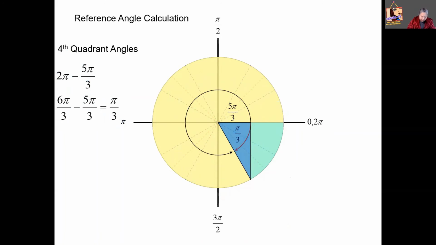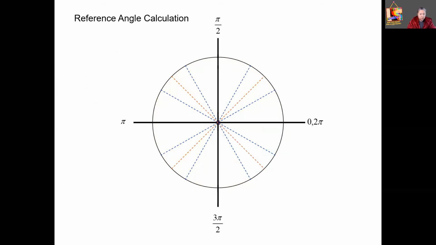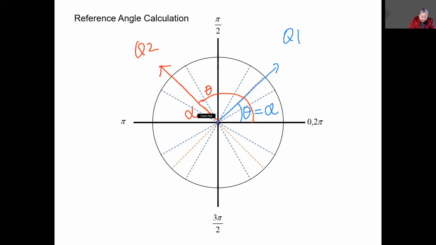Okay. Once again, let's summarize everything. Quadrant 1, the original angle theta is exactly the same measure as the reference angle alpha. In quadrant 2, this is theta and then this is alpha. In order to calculate it, it's 180 minus the original angle, which will give you the reference angle alpha.